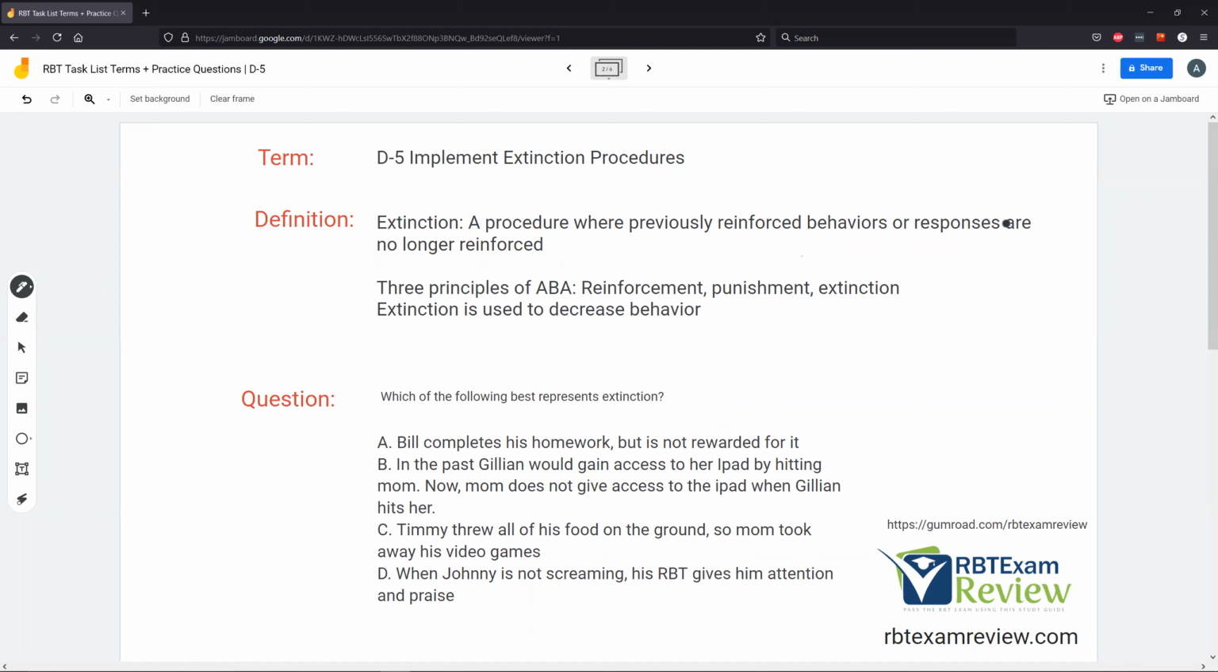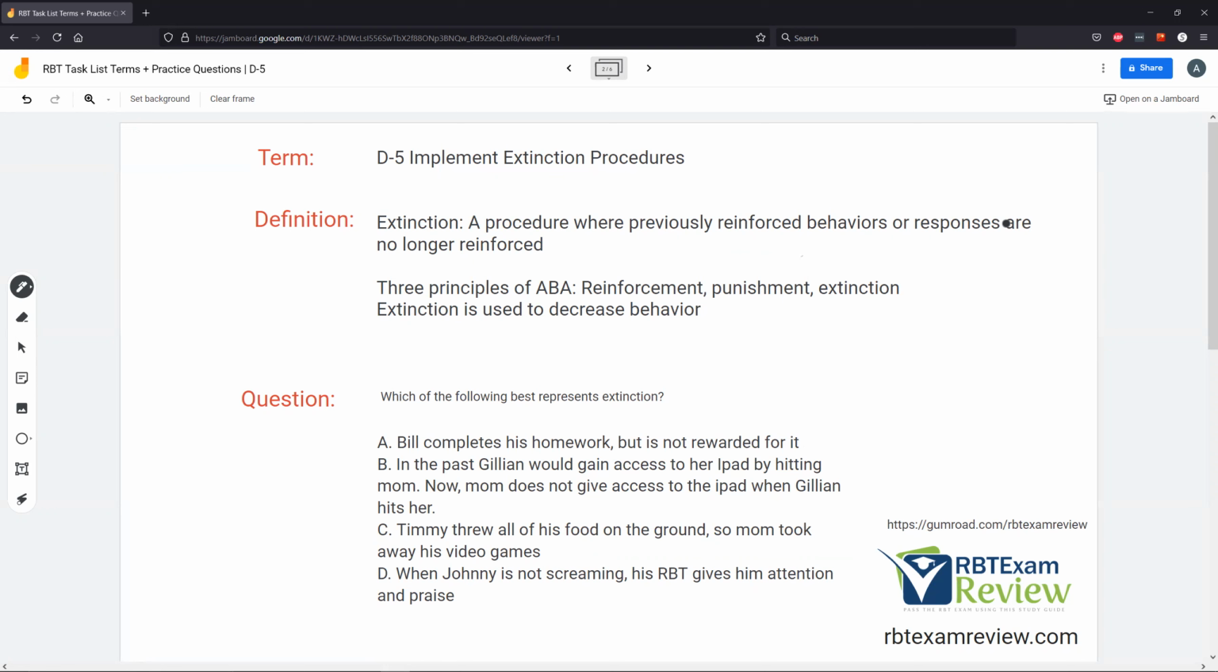Okay, so extinction is typically used in conjunction with other interventions, and should be used with other interventions, because remember, with extinction, we're reducing a behavior, we're taking away a behavior, and whenever you reduce or take away a behavior that serves a function, that serves a purpose, we need to add something else. Okay, so an important part of extinction is also teaching replacement behaviors. So extinction is part of a treatment package. It's not just the only intervention we use.